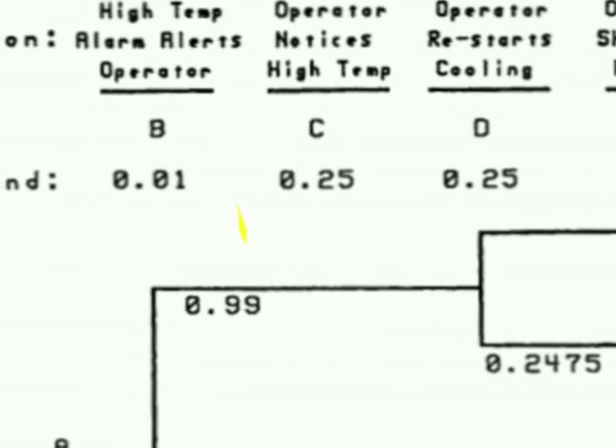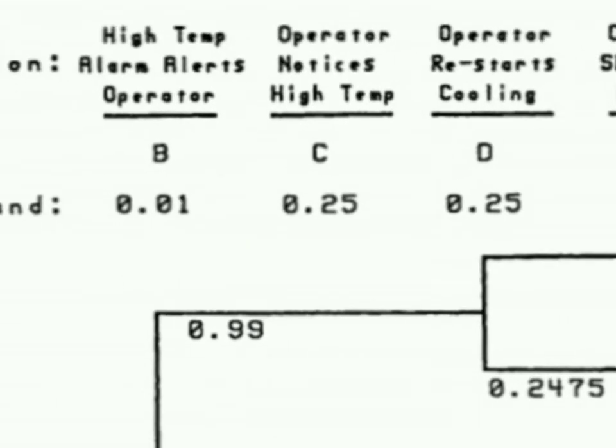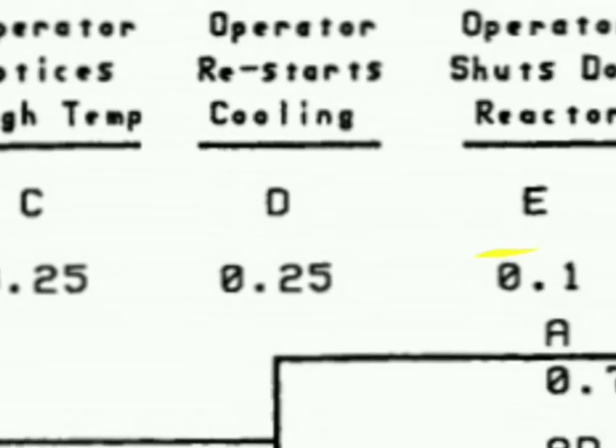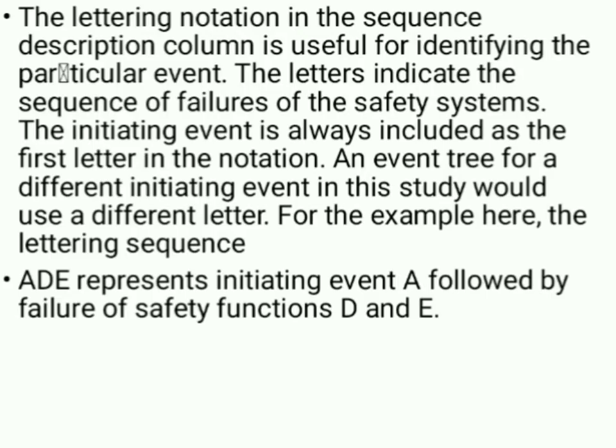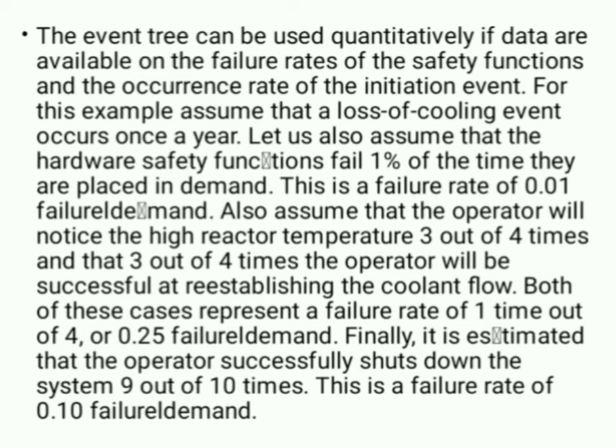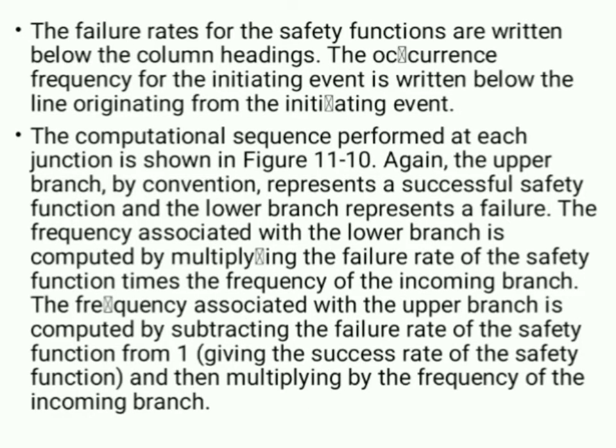High temperature: the operator will notice the high temperature alert. For B, the failure rate is 0.1, so the probability is very low. Again, the operator notices high temperature 3 out of 4 times, so from that they calculated 0.25. Again, the operator re-establishes the cooling system, and the probability is 0.25. Again, the operator shuts down the system, and it is 0.1. So this is how the quantitative data is written on the system.